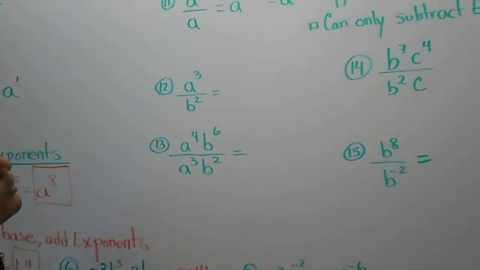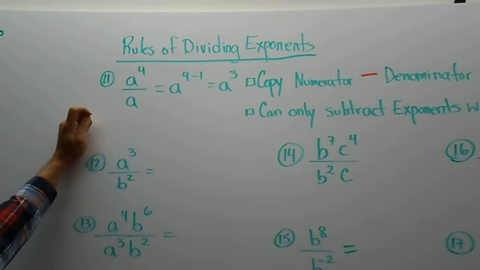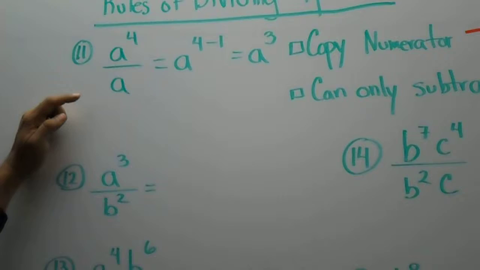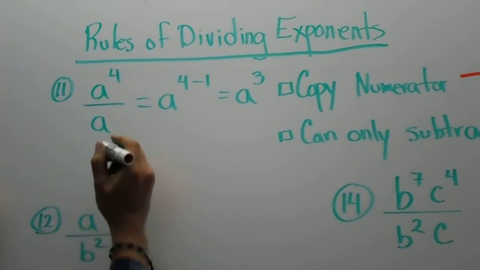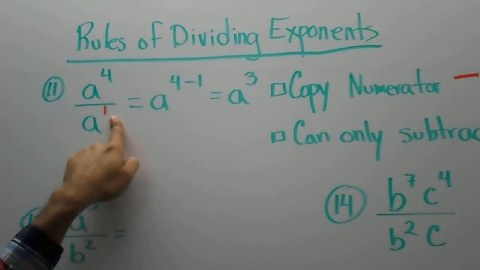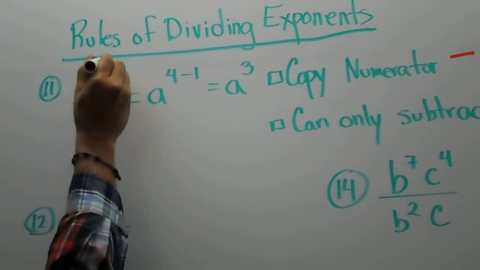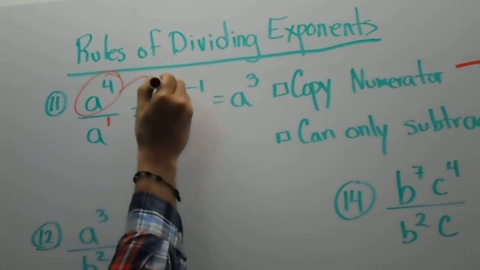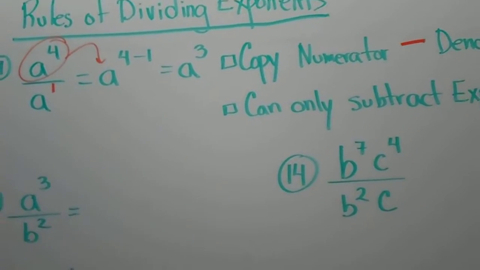Now let's go over the rules of dividing exponents. In order for you to divide exponents, you can only subtract the exponents with the same base. So see here, a and a, you have the same base. There's a 1 here. You have to put your math glasses on, but there's a 1 there. What you're going to do is copy the numerator, and then you subtract the denominator from it. So 4 minus 1 is 3.